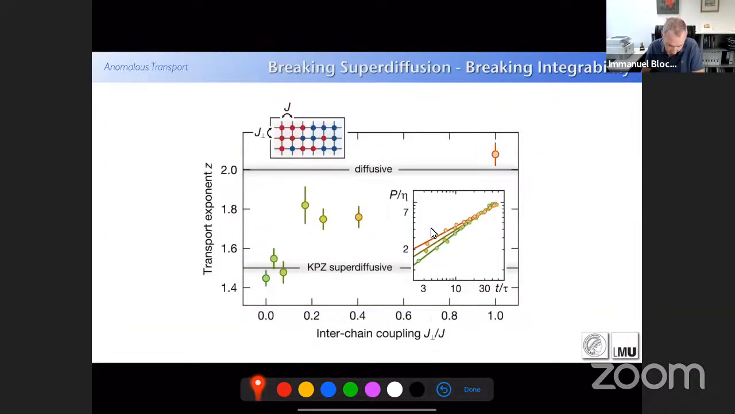Let's break integrability. Let's introduce the coupling between the chains. When we break integrability in the system, we actually can do the same measurement again. That's actually the same for us to do. And we indeed see that we go from this 1.5 to 2, to diffusion. So for 2D, this is not present. We go back to diffusion again.